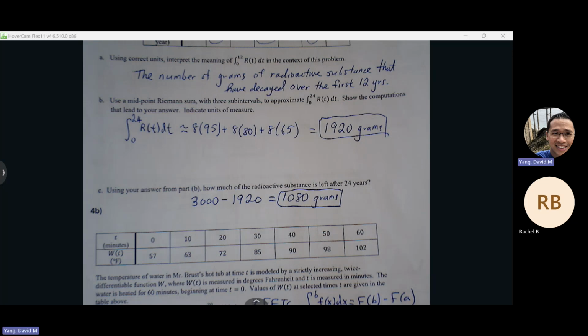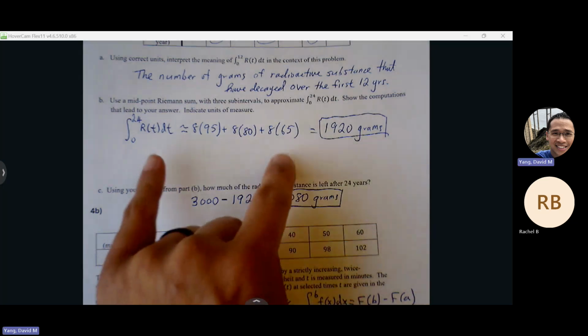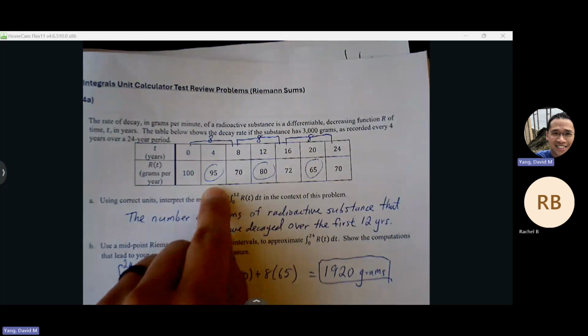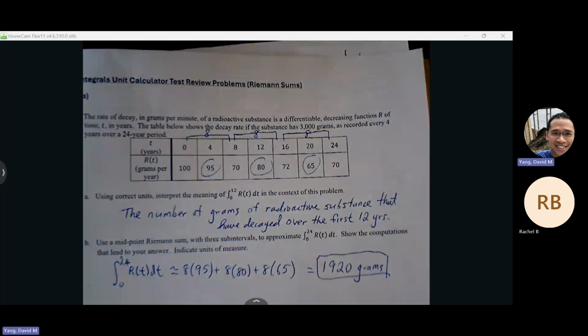For B, we got the numbers between, what's this? We just did middle rectangles. So width times height, width times height, width times height.